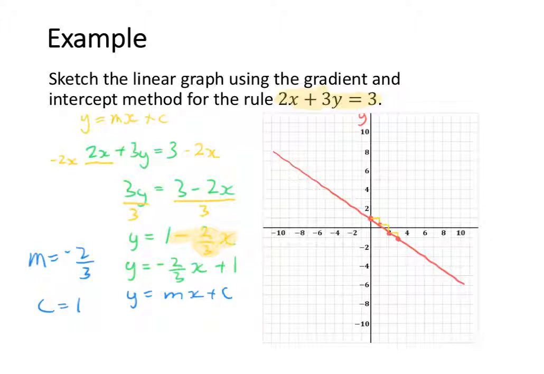Once I've joined in my straight line, I label it with my rule from the question, so 2x plus 3y is equal to 3. And that's an example of how we sketch a linear line onto our Cartesian plane using the gradient intercept method, where the original rule is not in the format of y equals mx plus c.